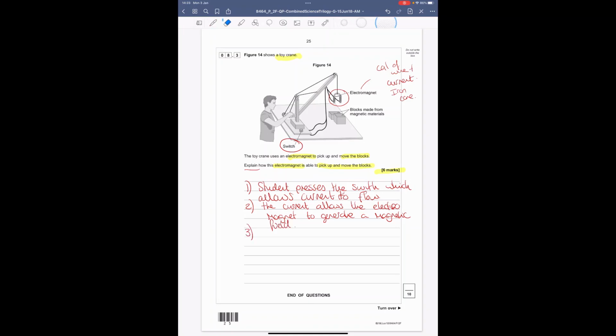What would then happen with the blocks made from a magnetic material? Well, they would be attracted to it. The blocks are attracted to the electromagnet. Number four, the student can then move the crane.